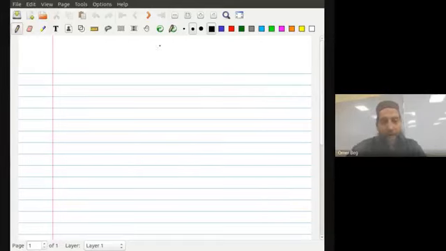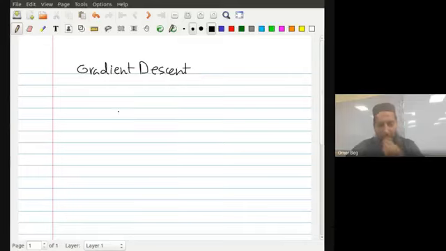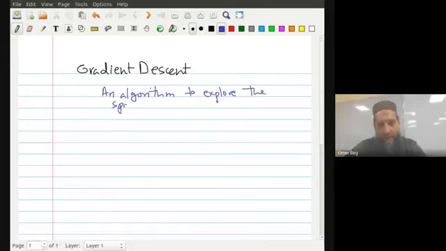Today's topic is going to be gradient descent. So, what is gradient descent? It's a simple algorithm for searching and exploring some space. So, this is an algorithm to explore the space of parameters of a function.